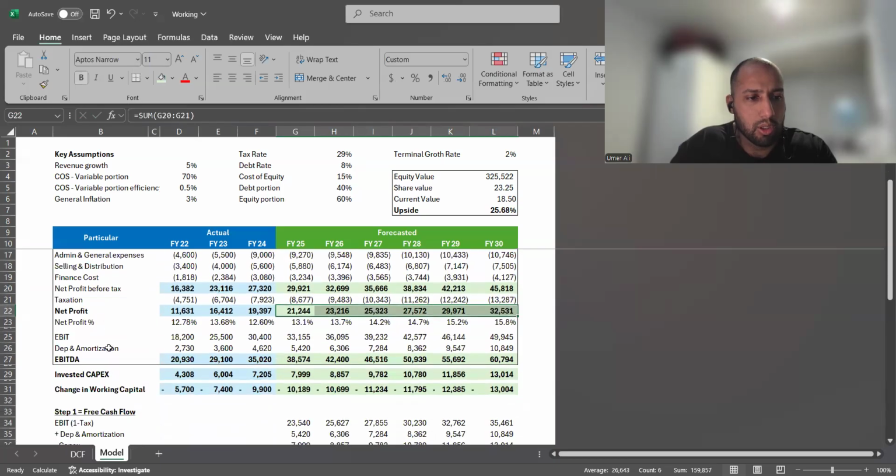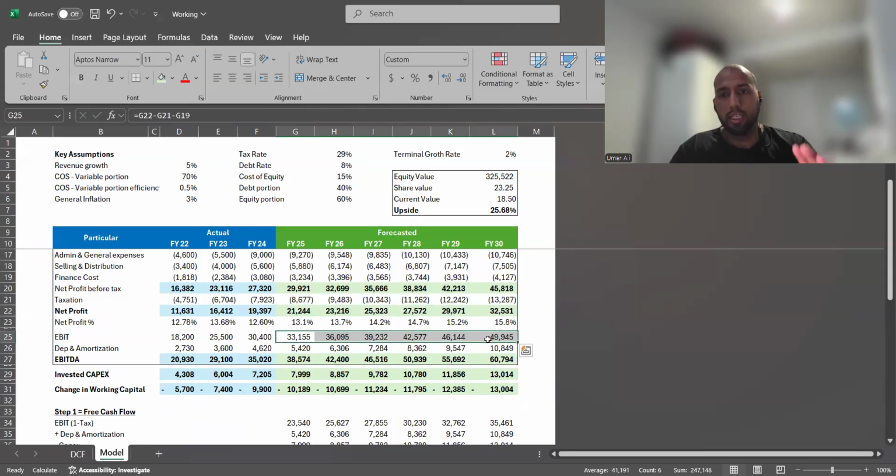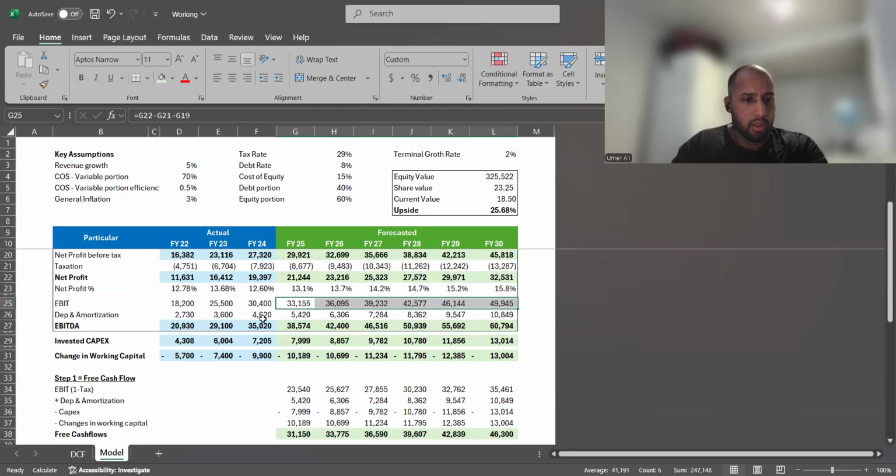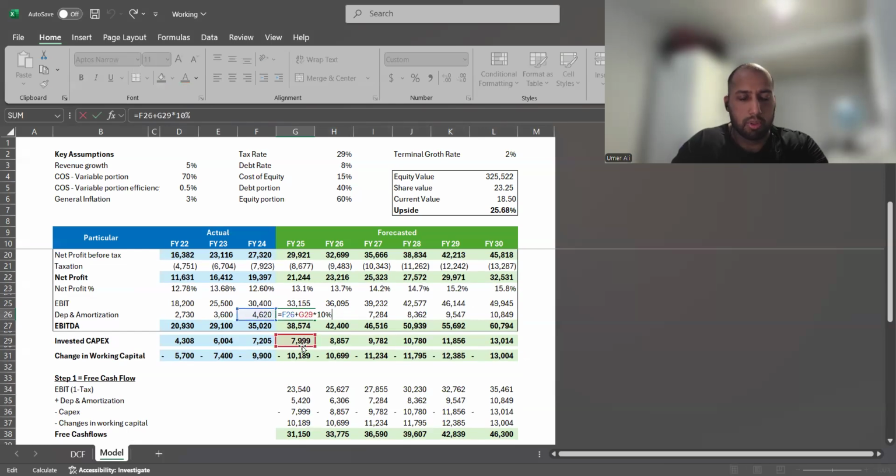So the starting point of our free cash flow is EBIT. We have calculated our EBIT here, the starting point of the valuation of any business. Then we have calculated depreciation and amortization based upon last year actual plus invested capex. We have assumed that our depreciation will be 10% on a straight line basis.